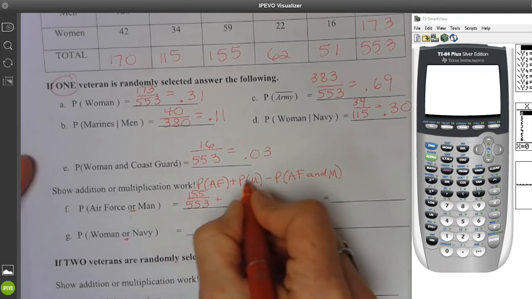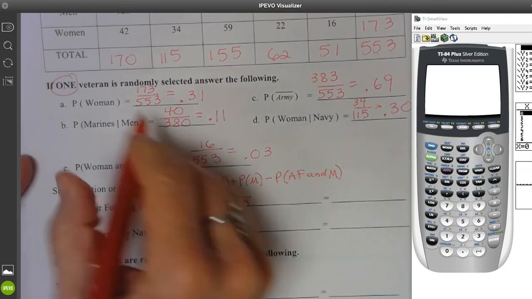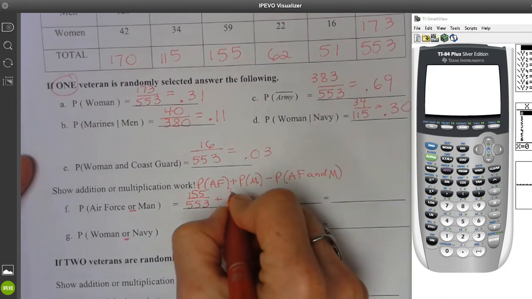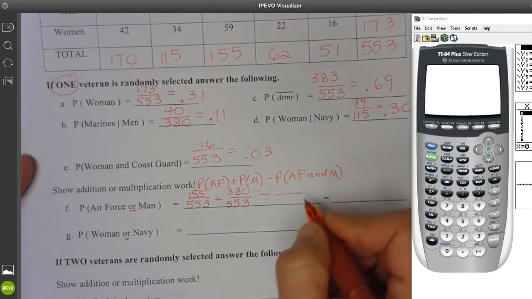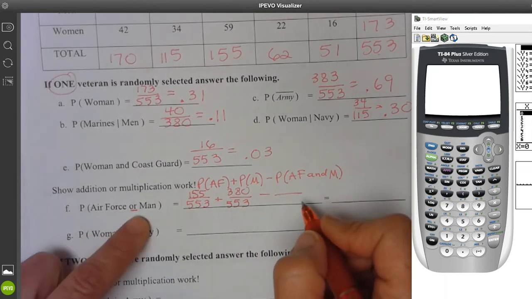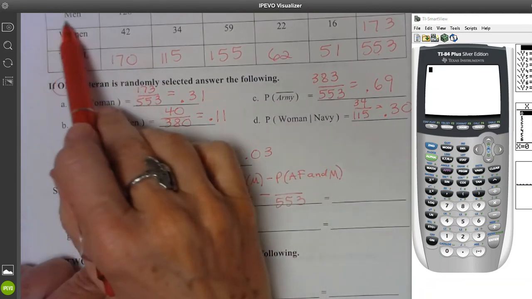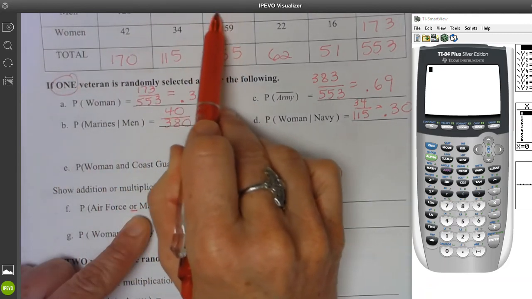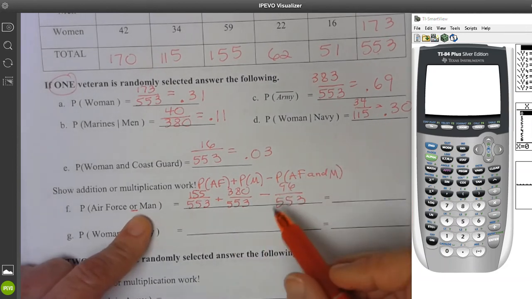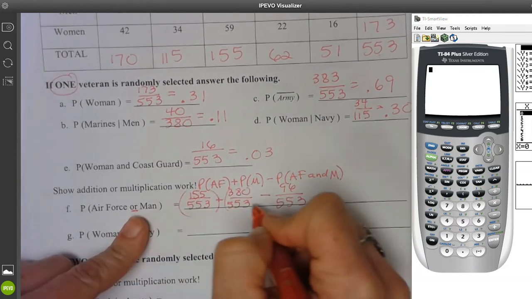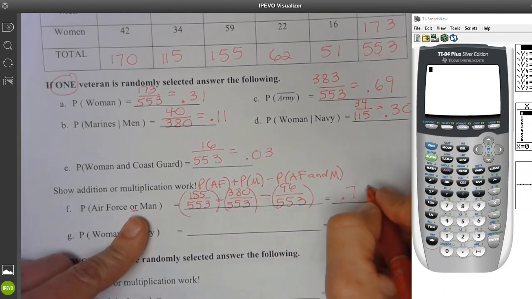Plus the probability of being a male, there's 553. And of those men, there's 380 are men. Minus, we're going to subtract out the people that are both in the Air Force and men. So we still have the total of 553 people, but here's the men, and this 96 is the number that are in the Air Force. So doing this math, if you did this in your calculator, be sure to put those in parentheses, and you get 0.79.